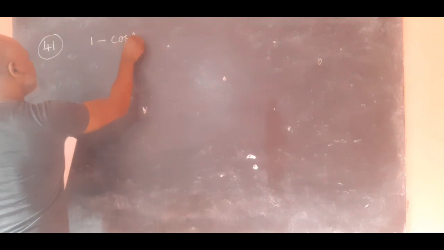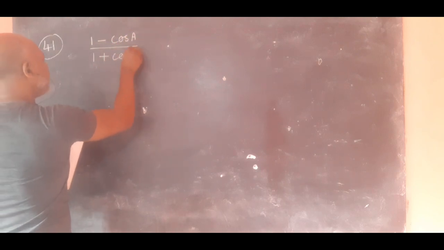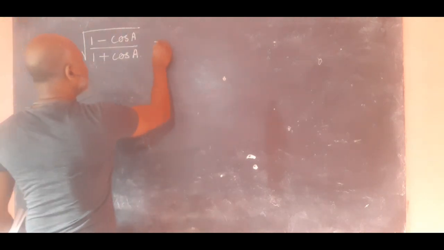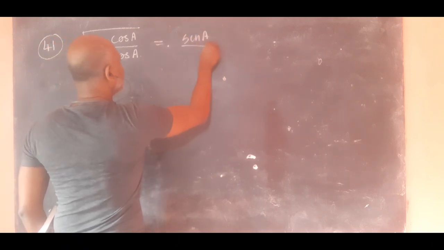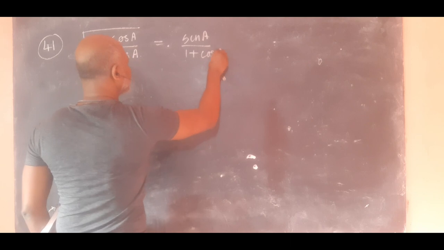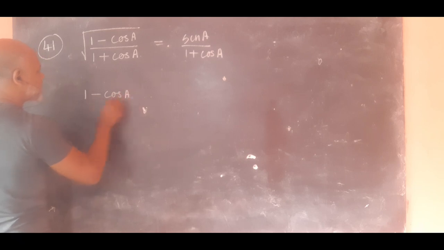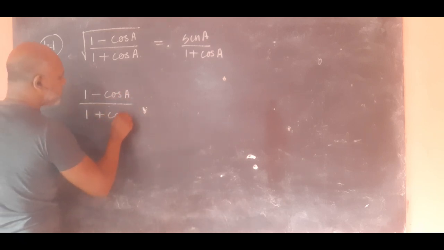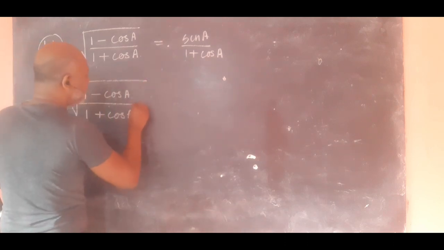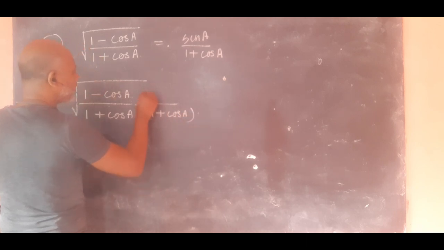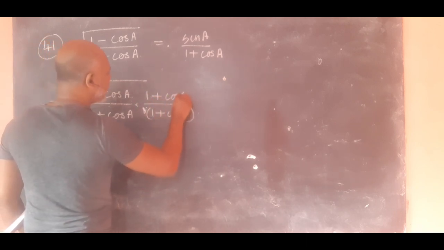Question 41 is square root of (1 minus cos A by 1 plus cos A) is equal to sin A by 1 plus cos A. So what we'll do here, we'll take the left side, 1 minus cos A by 1 plus cos A whole under root, and multiply 1 plus cos A on the denominator and on the numerator.